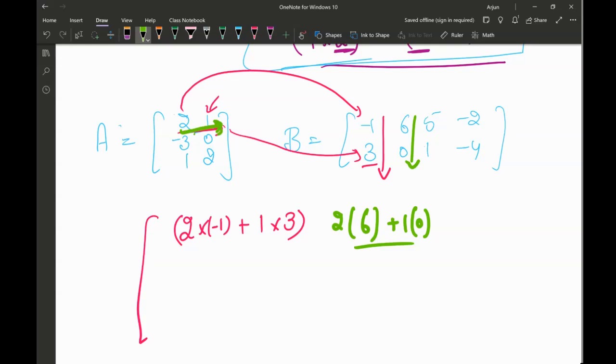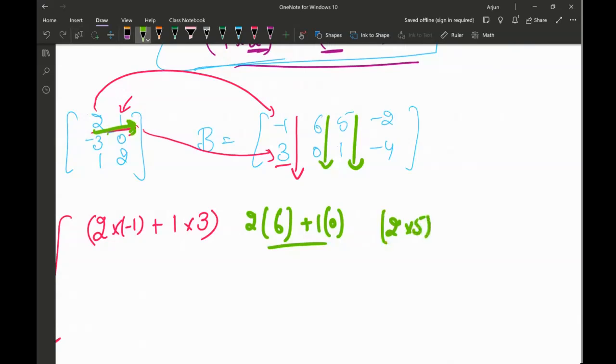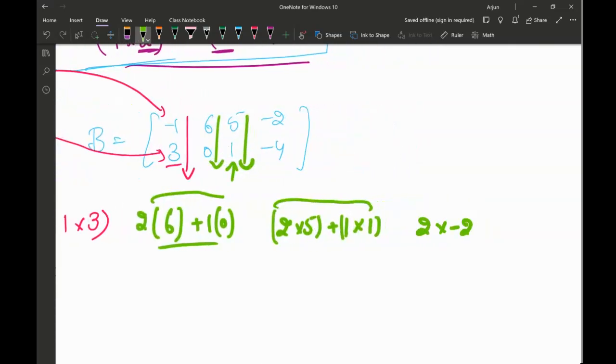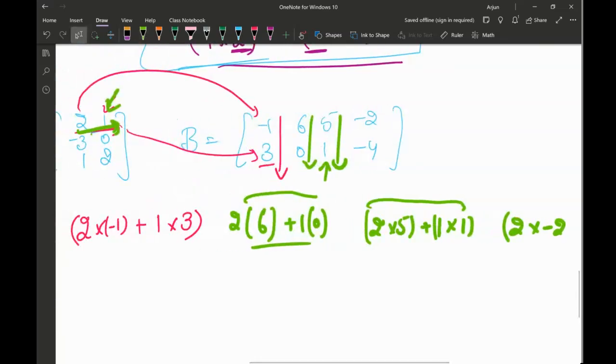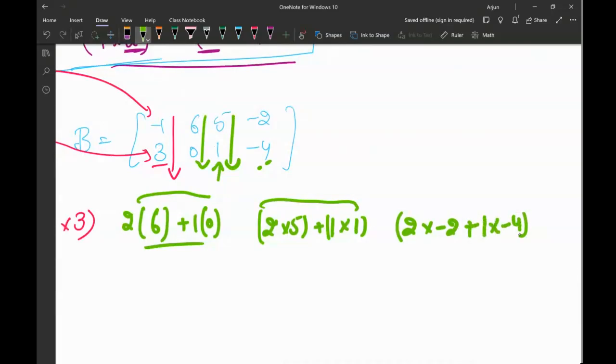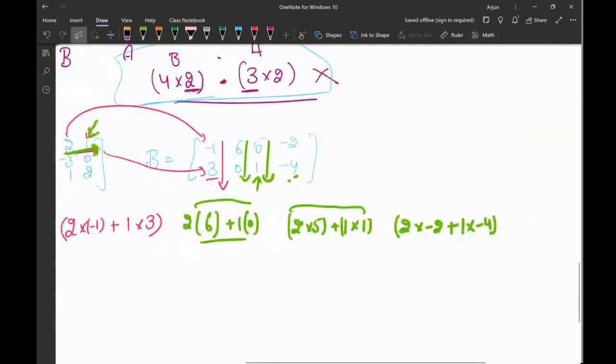And then again first row multiplied by the third one, so that's going to give me this one. So 2 times 5, and then plus 1 times 1. So this one with this one, and this will be my third element of the first row. And the fourth one will be again 2 times minus 2, and then plus 1 times minus 4. This will be the fourth element. So we got all the 4 elements of the first row.